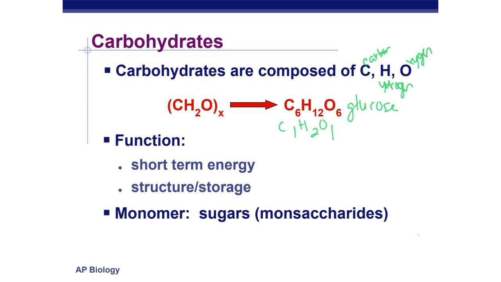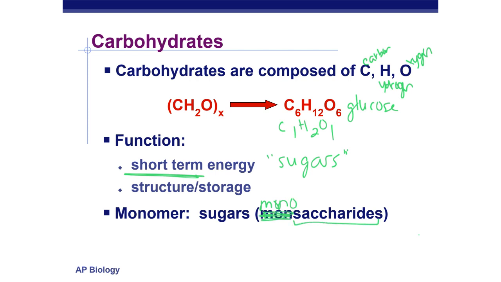The main function of carbohydrates is quick, short-term energy. Again, remember that these are sugars, and that's a common thing for sugar: we think about it as that quick energy boost. Once we link these into much longer polymers, these longer sugars, they can be used to help with structure and storage of things. The monomer for a carbohydrate is a sugar, which is called a monosaccharide. I spelled that wrong; I should say monosaccharide.